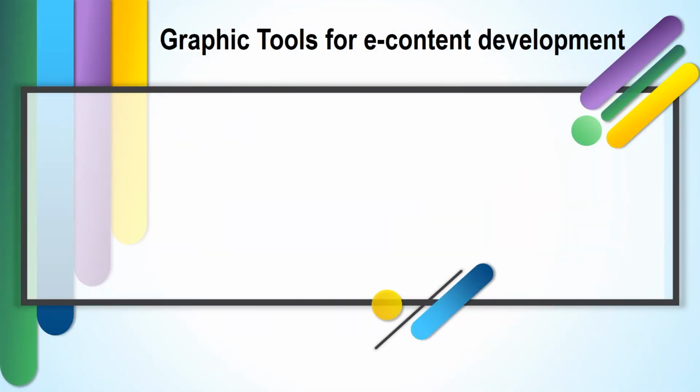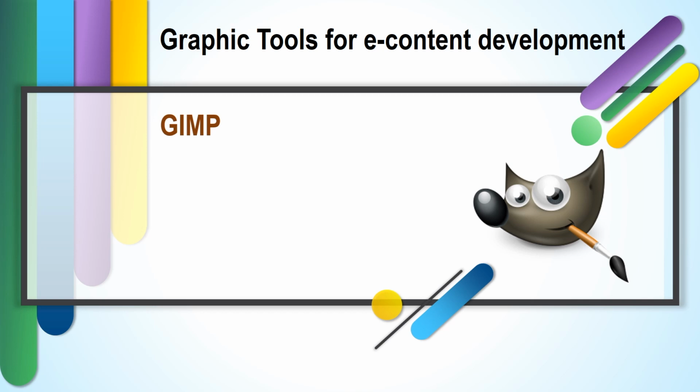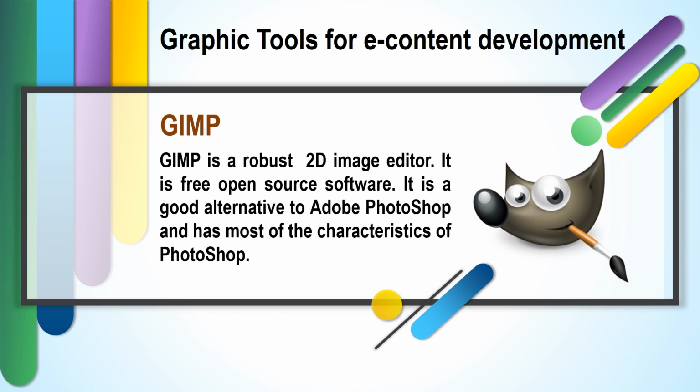Next software is GIMP. It is an open source software. It is the strongest alternative to Photoshop. GIMP is basically used for 2D image editing, right?